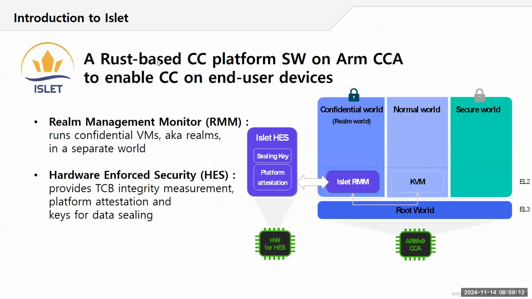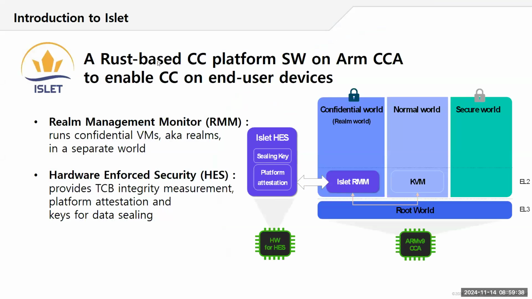Okay, so let's begin with a quick overview of the Islet project. So Islet is a project that enables confidential computing on platforms that support ARM CCA. These are platforms equipped with CPU cores implementing Armv9 architecture with additional realm management extensions.